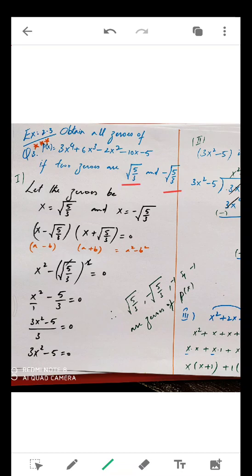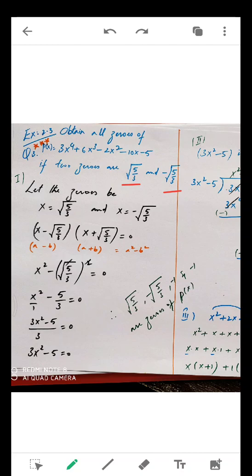So what is the degree of this polynomial? The degree of this polynomial is 4. Why is it 4? Degree of polynomial is 4 because the highest power is 4. So this has at most 4 zeros. Now let's begin the problem.